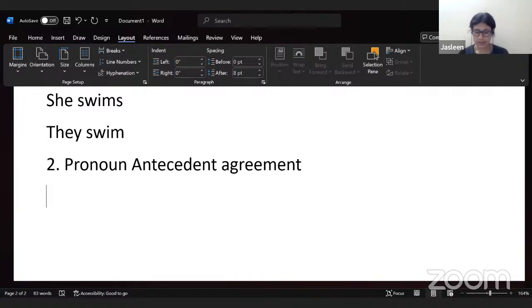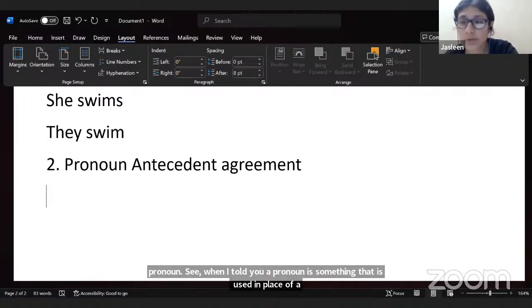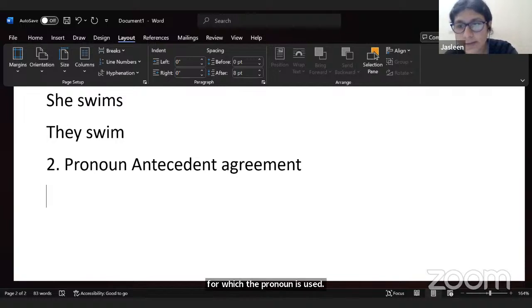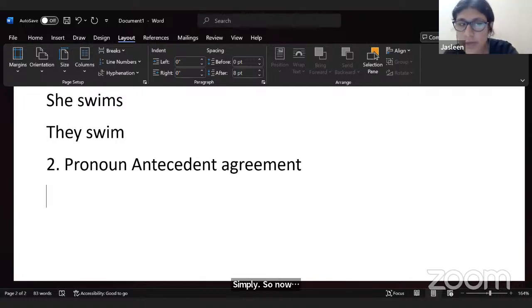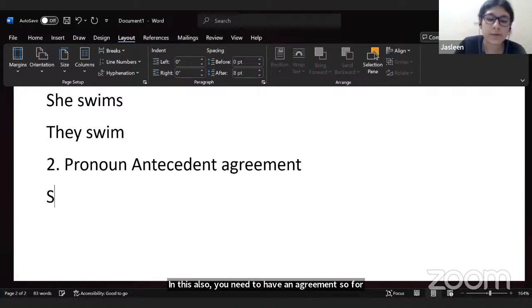What is an antecedent? See, it is simple. The pronoun, see, what I told you, a pronoun is something that is used in place of a noun. So the noun for which the pronoun is used will be known as the antecedent. Okay, simply. So now, in this also, you need to have an agreement. So for this, again, you have to look at the singular and plural.